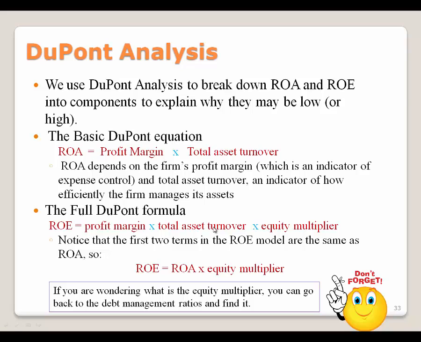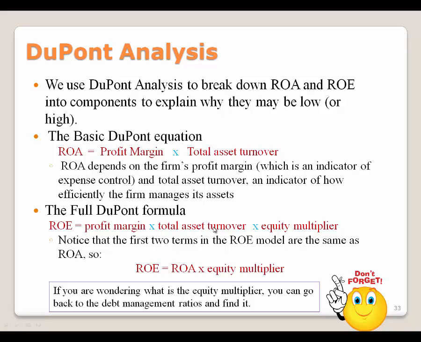Now, from this equation, you get the idea that ROA depends on the company's profit margin and also the total asset turnover. Profit margin is an indicator of the company's expense control, and total asset turnover is an indicator of how efficiently the company manages its assets. So a company's ROA depends on how efficiently the company controls its expenses and also how efficiently the company manages its assets.